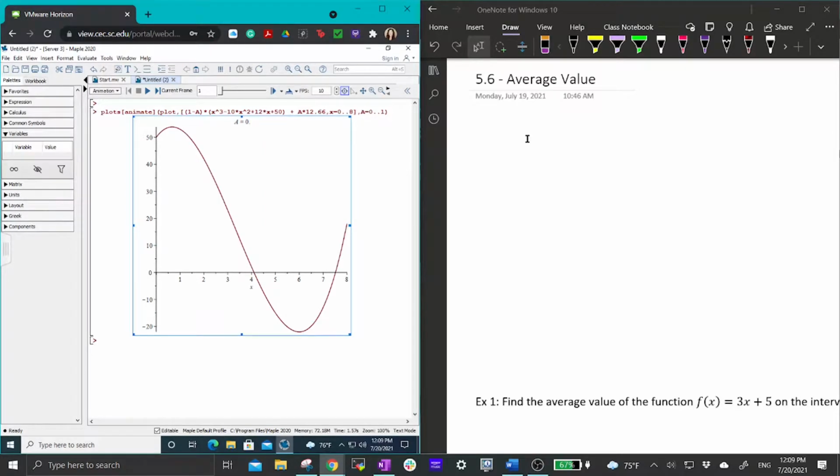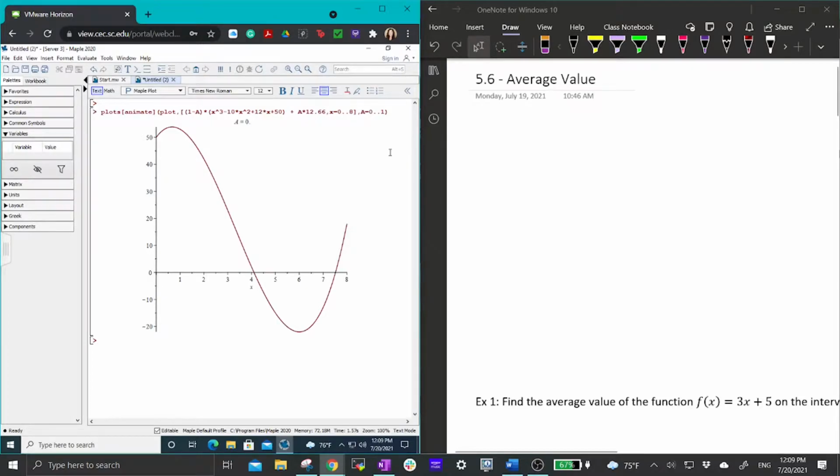Welcome everyone to section 5.6, which talks about the average value of a function. Today we're starting off a little bit differently. I just want to show you a pretty cool tool. If you have any questions or would like to know more about this, I would be more than happy to send you over some information.